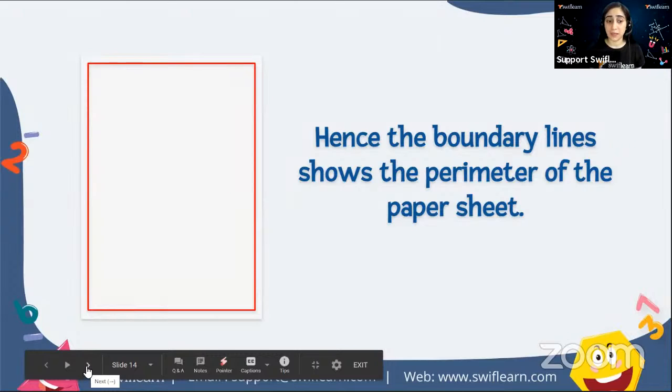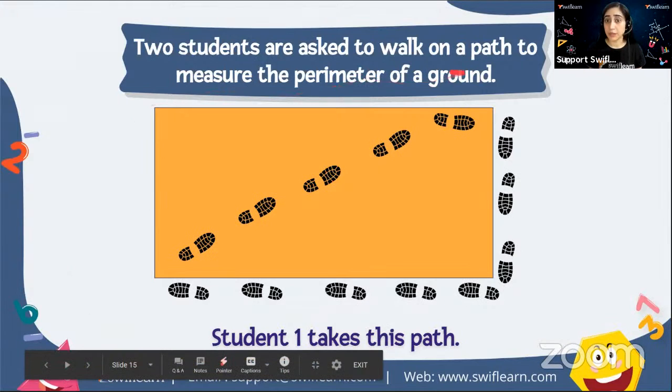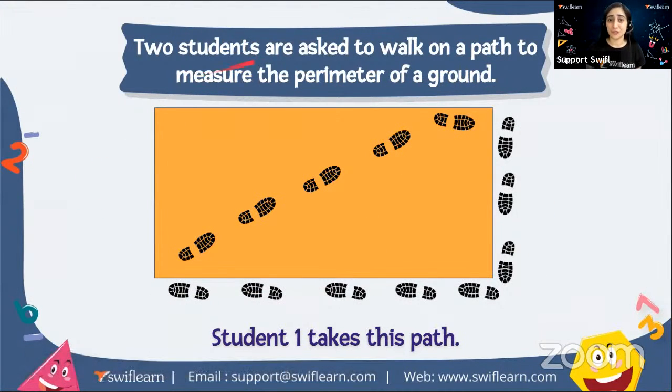Perimeter is nothing but only the outline. Now there are two students who were told to take a round of a ground. There's a ground in a rectangular form. Two students are asked to walk on a path that measures the perimeter of the ground.